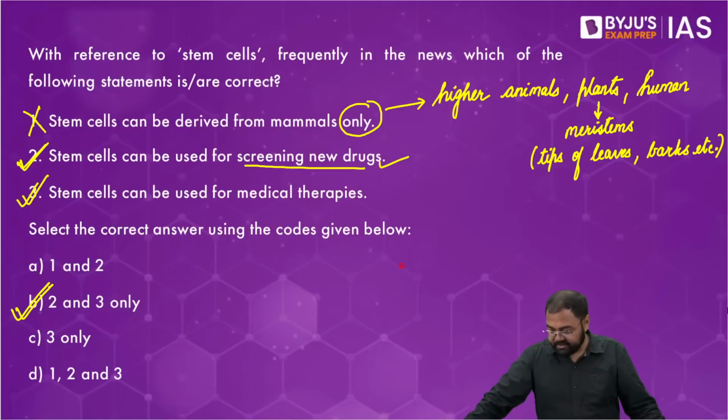How can stem cells repair an organ? They will simply grow into a new organ because they have that property. That's what we are saying. That's the property that stem cells have: they will grow into the required cell by themselves.